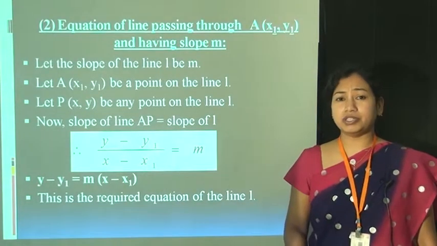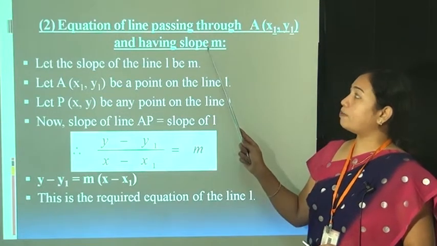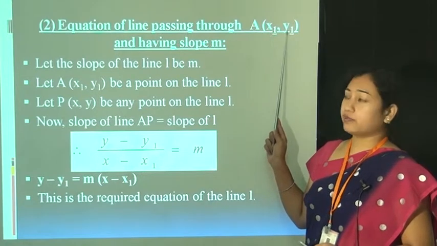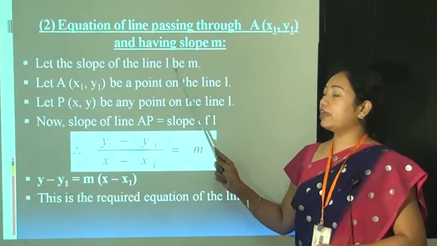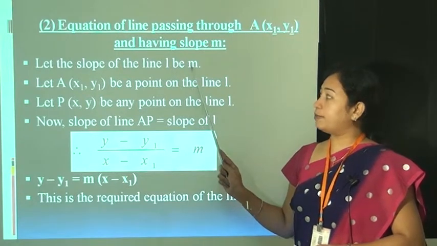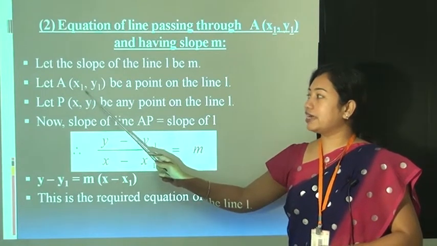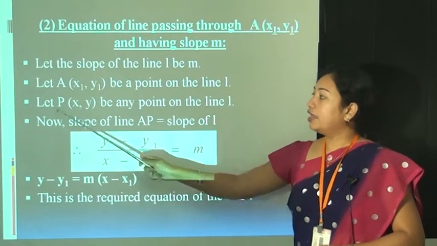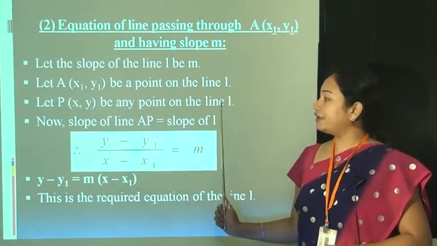Now next, we find the equation of line having slope m and passing through one point A whose coordinates are x1 and y1. So let the slope of line be m. Taking a line whose slope we denote by m, let's take one point A whose coordinates are x1 and y1 be a point on the line L. Let P(x, y) be any arbitrary or random point on the line L.